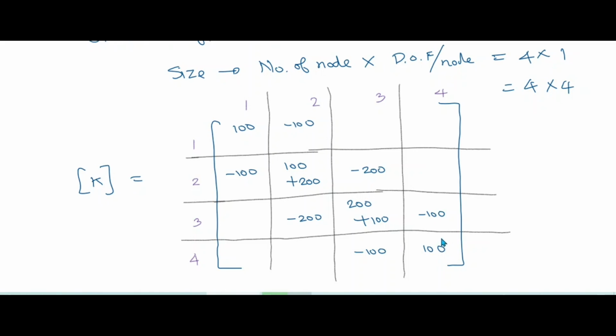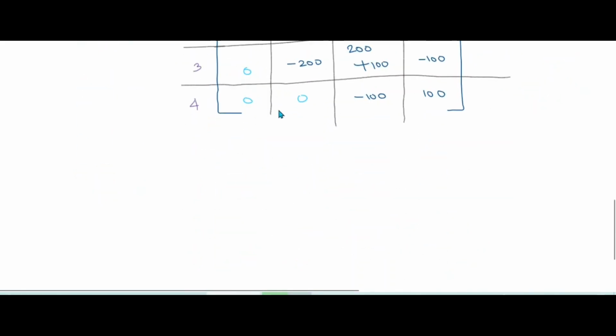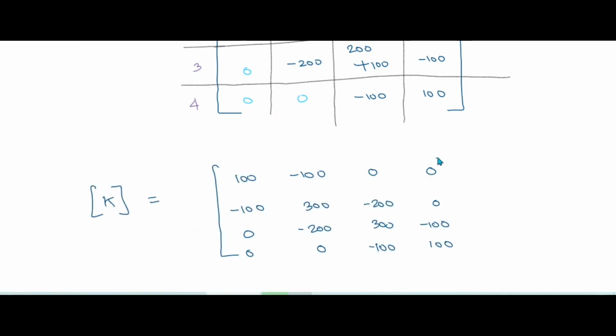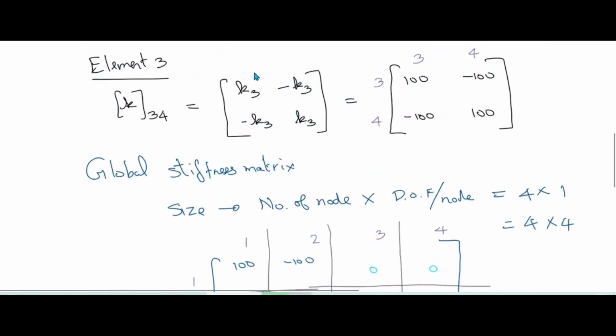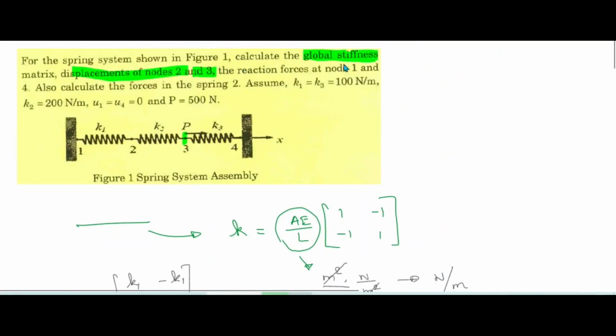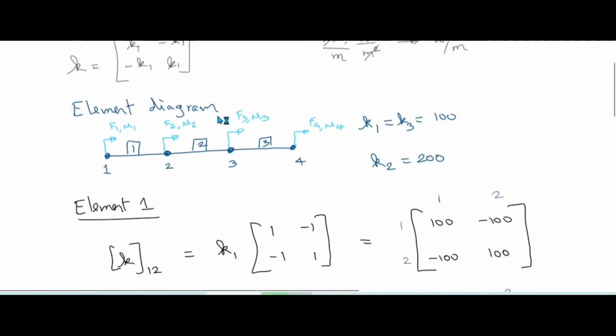So remaining terms will be zeros. Which means this will be 0, this will be 0, this will be 0. Similarly these are all zeros. So let us add it and we will write down what is my global stiffness matrix. So my global stiffness matrix will be K. This is my overall global stiffness matrix. So this is one of the answers which is asked, the global stiffness matrix, which we have identified.